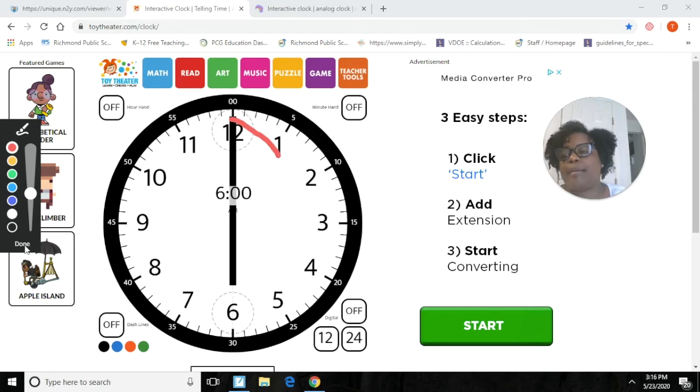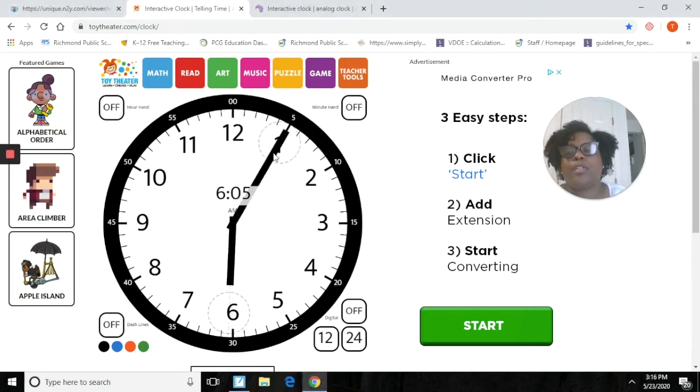Oops, let's put our pen away. So if I move my minute hand to the 10, we would not read this time as 6-2.